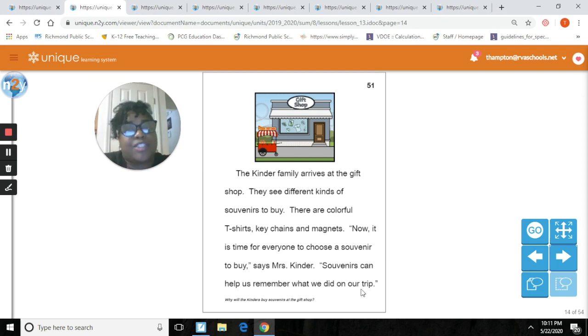So now they're at the gift shop. Now, so now let's think about our objective, right? What was our objective? I will remember what the Kinder family chooses to buy at the gift shop.